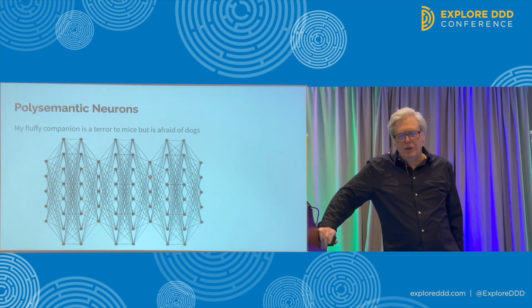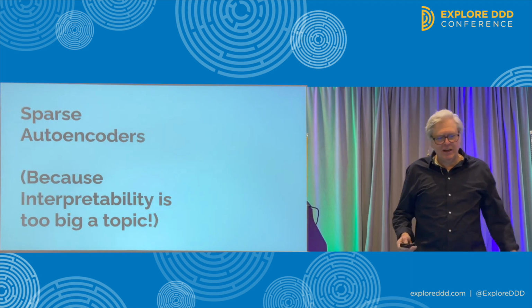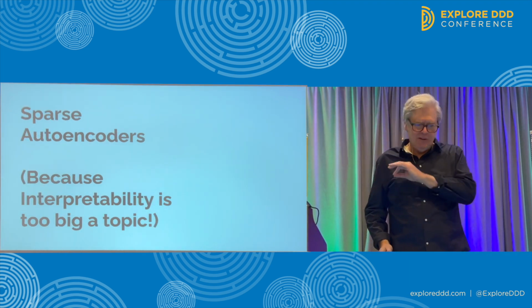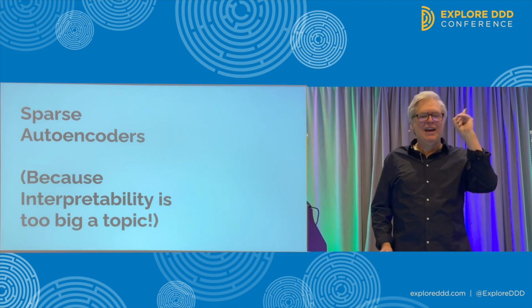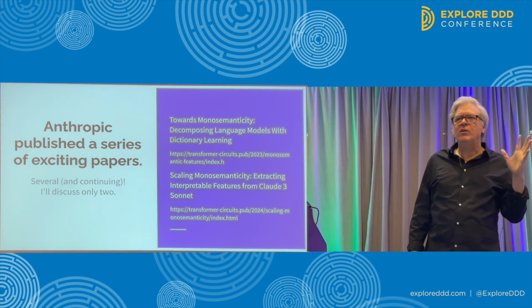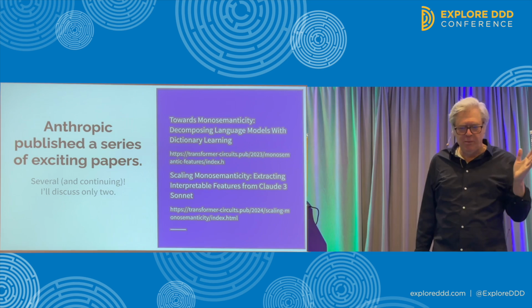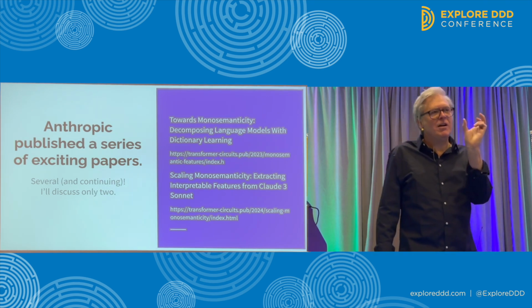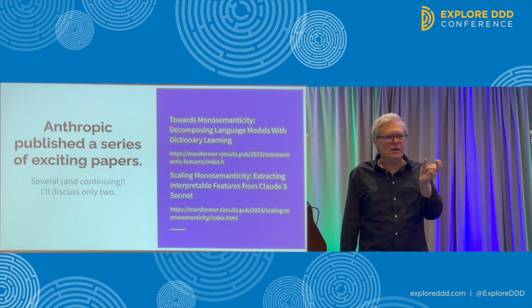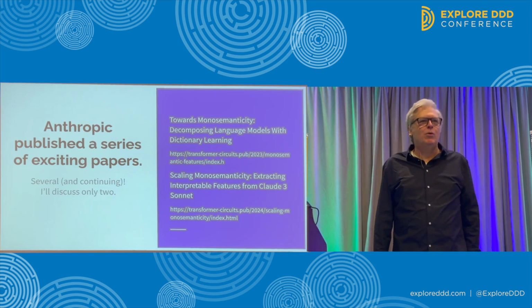And so, now how could we find these patterns? This is too big, of course, to cover, so I'm going to go into sparse autoencoders, which is one approach to it. There's this wonderful series of articles published by Anthropic over a period of a few years. I'm just going to talk about 2 of them, and only very briefly. But they're great papers, pretty mathy, well written.